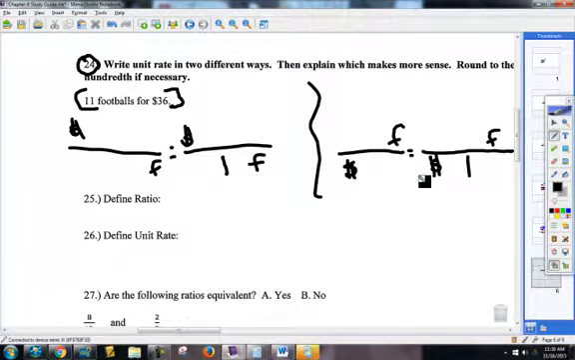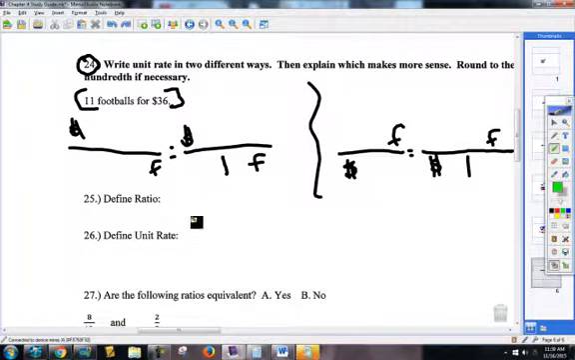Here's the deal. If you get a partial football, does that make sense? No, because you can't buy partial footballs. If I get partial money right here, can I have partial money? Yes. Sure I can. That's why we have all of our coins. Okay, we can have partial money.